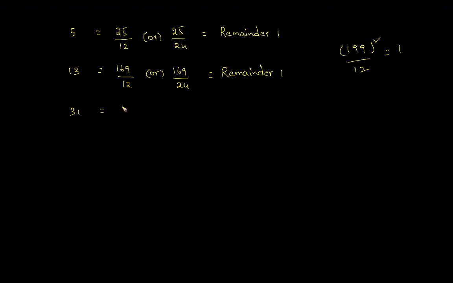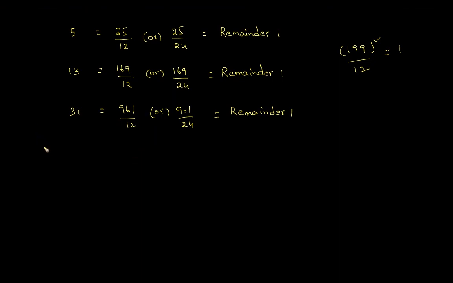In the same case, check by yourself. Check it, 31. What is the 31 square? 961 by 12 or 961 by 24. Check it. Are you getting remainder 1 or not? Yes. 12 8s are 960. Yes, you are getting remainder 1. 24 40s are 960. Yes, you are getting the remainder 1. Right. Clear? Good.